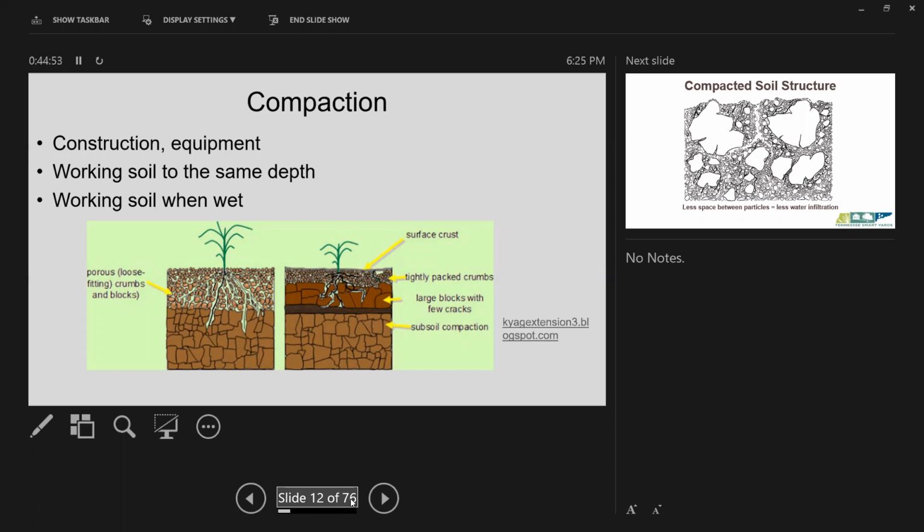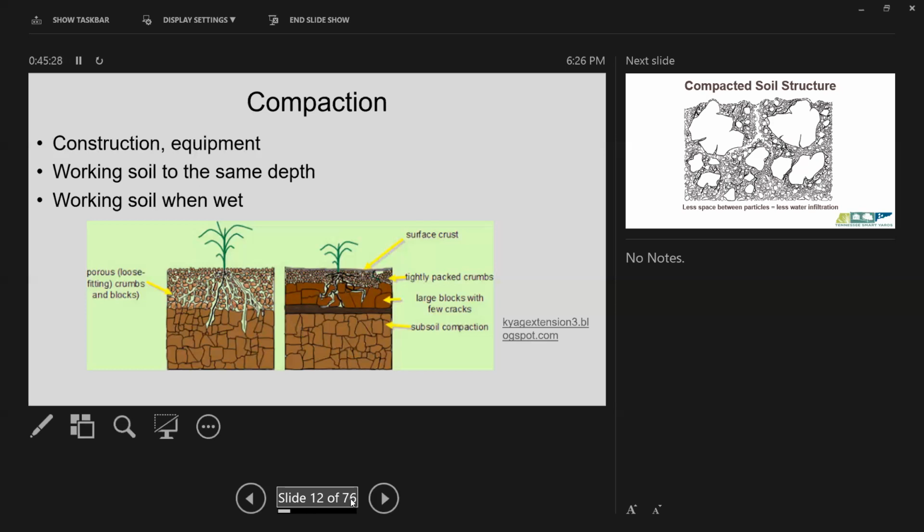That's when your soil is workable. If you pick it up and squeeze it and it clumps, it's too wet to work. You could overwork it when it's dry too, but mainly we worry about working it while it's wet. You don't want to break up all these crumbs and destroy that soil structure, because then it creates a crust that's tightly packed. Then you plant your seeds and they can't get up through that hard crust. And so then you have large blocks with a few cracks, and you've got soil compaction.